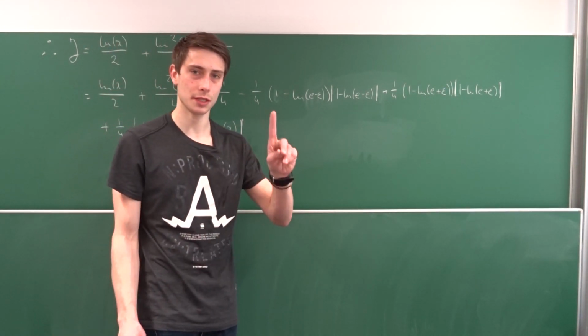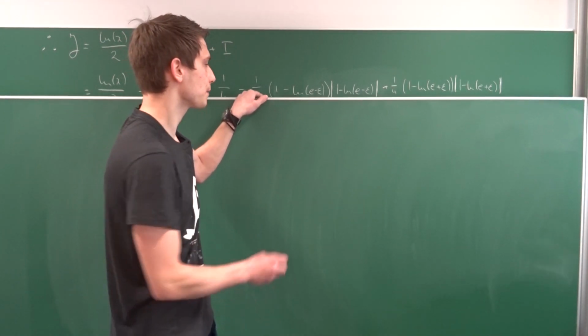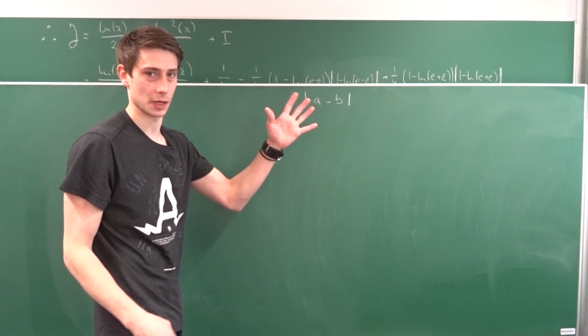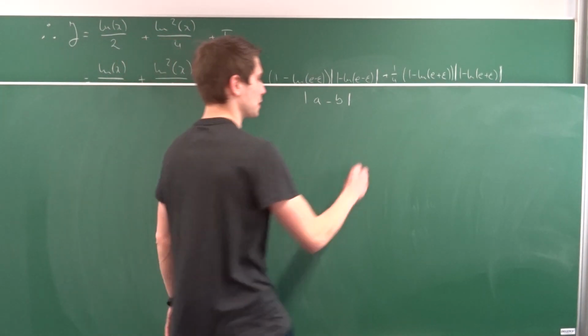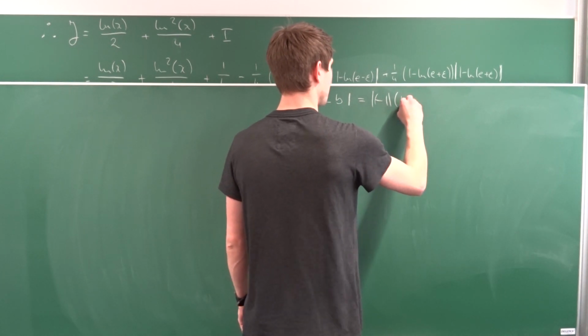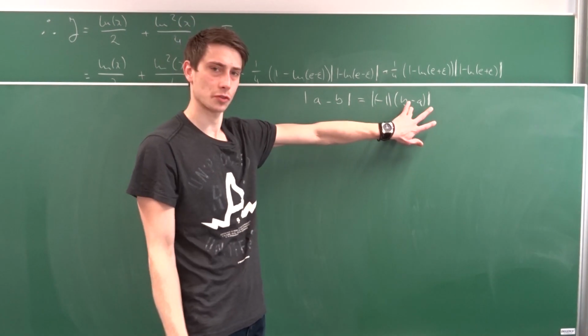And I want you guys to remember a certain identity that we can use on absolute values. So if you get the absolute value of a minus b, for example, or a plus b, it doesn't matter, we can factor out a minus 1. So that's minus 1 times b minus a. So we would indeed change the order of this right here.